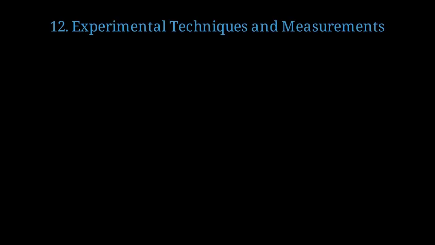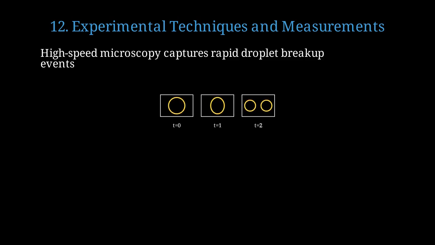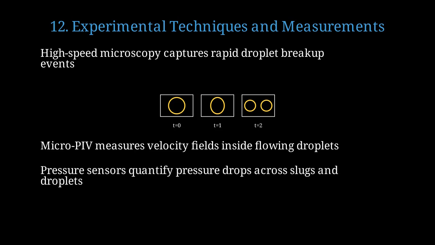Specialized experimental techniques are needed to observe and quantify these microscale phenomena. High-speed microscopy with frame rates exceeding 10,000 per second can capture the rapid dynamics of droplet breakup and coalescence. Sequential frames show the evolution from a single droplet to elongation to final pinch-off into two separate droplets. Microparticle image velocimetry seeds the fluid with tracer particles and tracks their motion to reconstruct detailed velocity fields. Miniature pressure sensors integrated into microchannels can measure the pressure variations associated with slug and droplet passage.